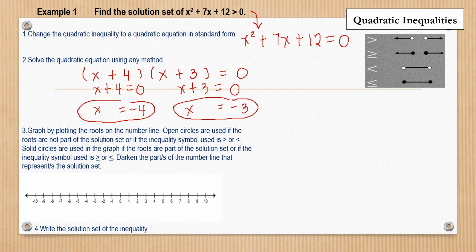Next, graph by plotting the roots on the number line. Open circles are used if the roots are not part of the solution set or if the inequality symbol used is greater than or less than. Solid circles are used if the roots are part of the solution set or if the inequality symbol used is greater than or equal to or less than or equal to. Okay, so let us plot the roots on the number line. The roots are negative 4 and negative 3. Since the inequality symbol used is greater than, we will use open circles.